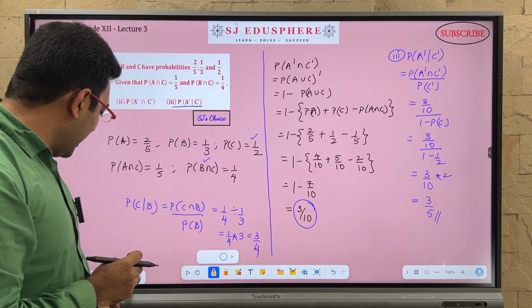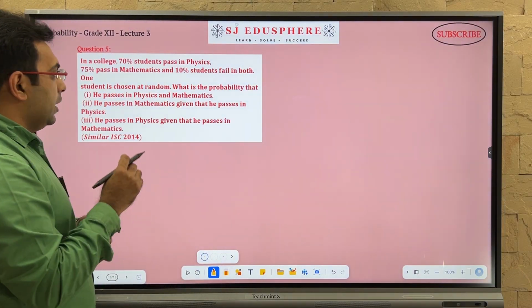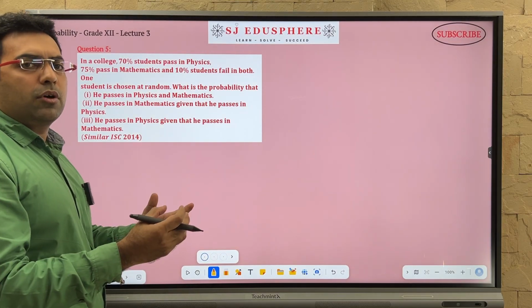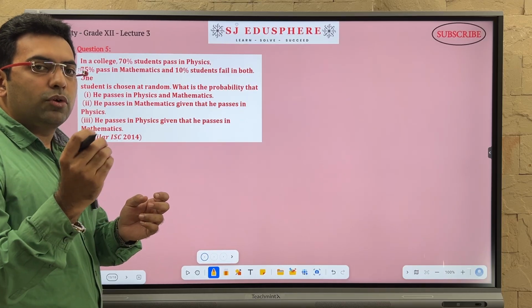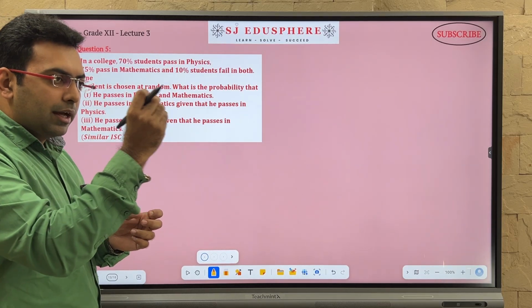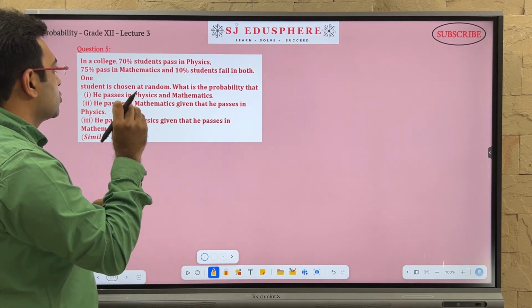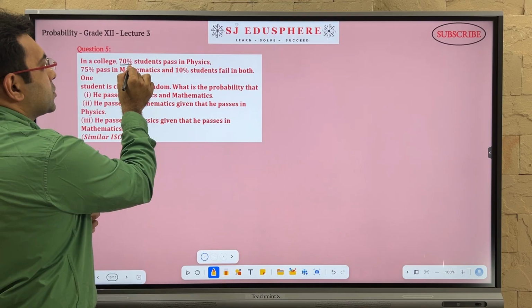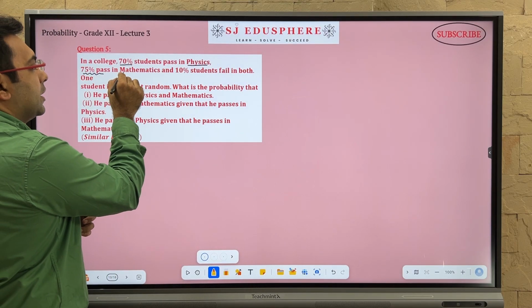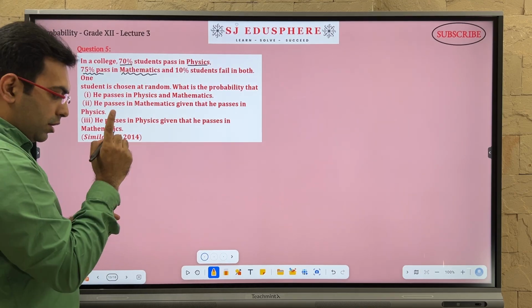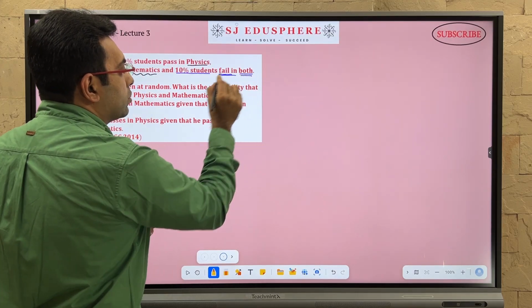Let us go to the next sum, which says word problem, again on the same concept. My only request here is do not jump to direct answers. Read, get it in a symbol form, then go for interpretation. So in a college, 70% students passed in physics, 75% pass in maths. Now, 10% students fail in both.